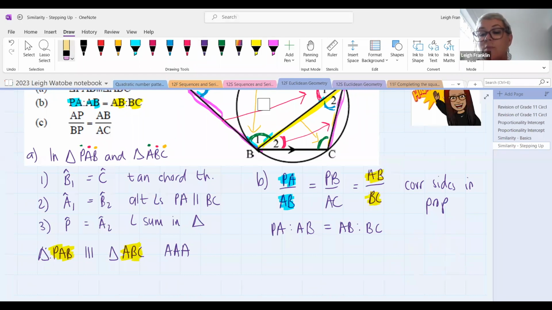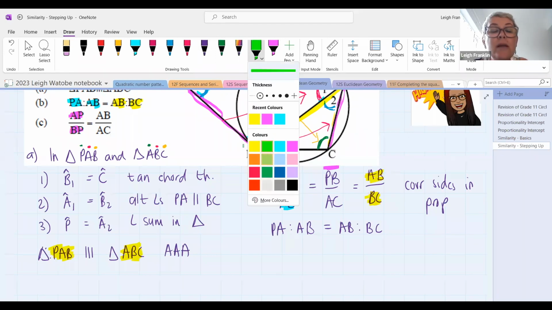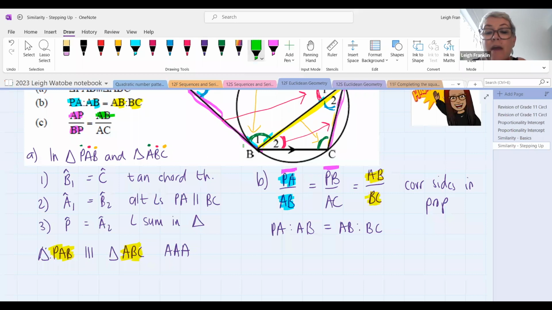All right, so now that we've done that, we can go and do the last bit. Question C. Again, grab your highlighter. AP is over here, I'm just putting a line on top. BP is this one over here, I'm putting a line on top. AB over there. Let's grab a different color, let me make this into green. So AB is over there, and then AC is over there as well.